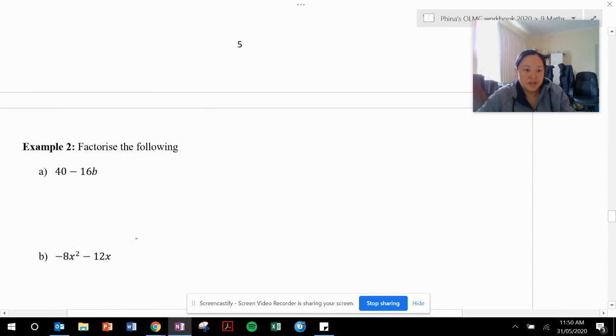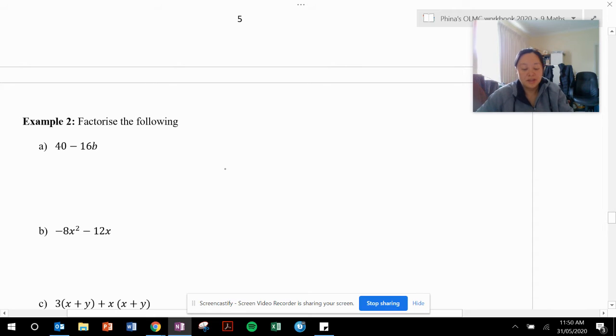All right, so next bit, we want to factorize the following. The steps to do this are: you need to find the highest common factor of your two terms first. Then you need to divide each term by that highest common factor. So it's the term divided by the HCF. Okay, so let's work out the highest common factor first. So we've got 40 and minus 16b.